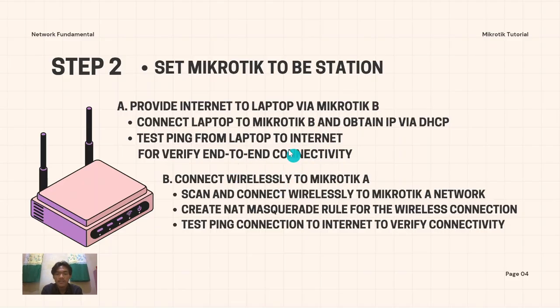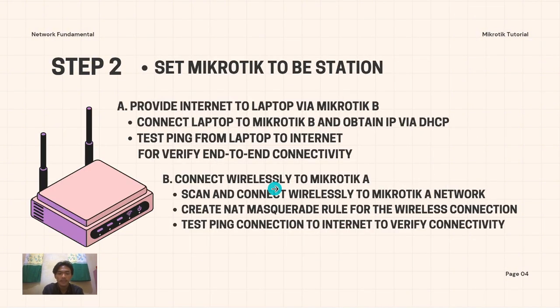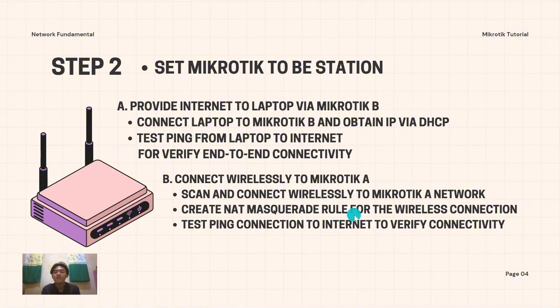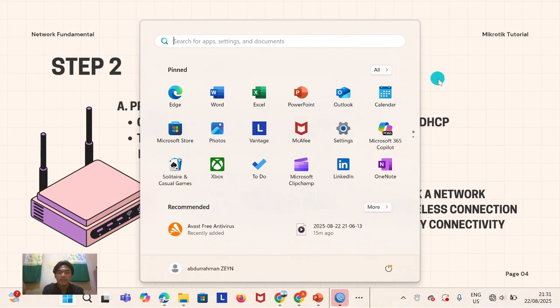Connect wireless, with no DHCP first. That was done already. And then Step B: connect wireless to MikroTik A. Scan and connect wireless to the MikroTik network, and create a NAT masquerade rule for the wireless connection. Then ping the connection to the internet to verify connectivity.